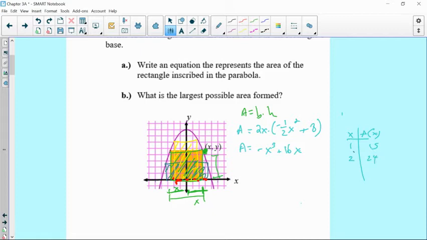So now I got a bigger area, and then you could try maybe 3. 3 cubed is 27, so you have negative 27, plus 3 times 16 is 48, and that's going to give you 21. So you're like, oh, maybe this is the biggest area, or maybe it's somewhere in between 2 and 3, or maybe it's between 1 and 2 and this is on the way down. So again, we're trying to efficiently find the biggest area.